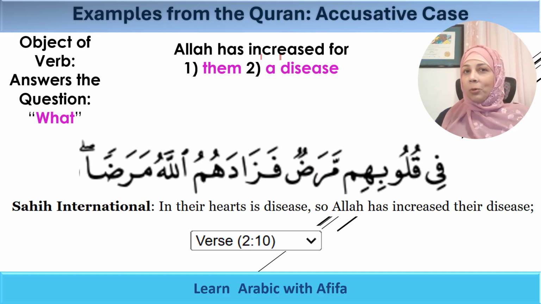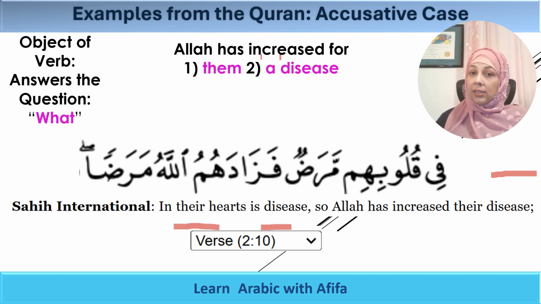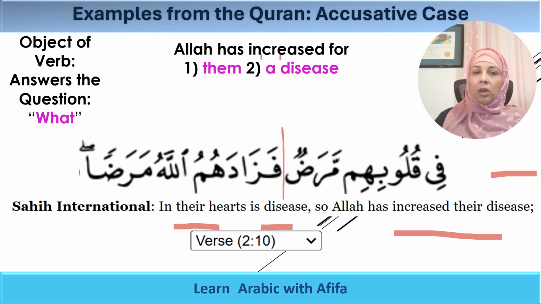So ready for a more challenging verse? Let's take a look at this one. في قلوبهم مرض فزادهم الله مرضا. It means in their hearts is disease. So Allah has increased their disease. So we're only going to look at this portion of the verse because that's what we are focusing on right now, identifying the object of this verbal sentence.